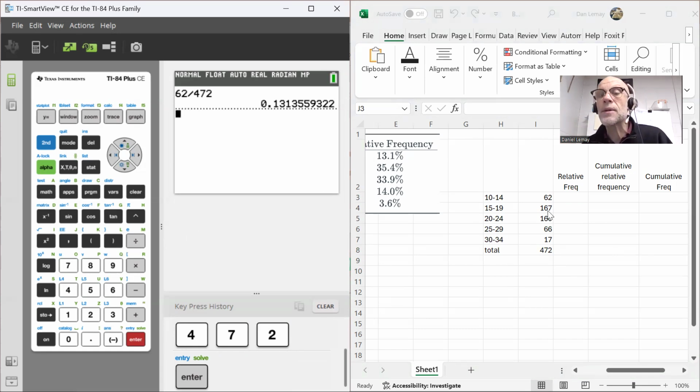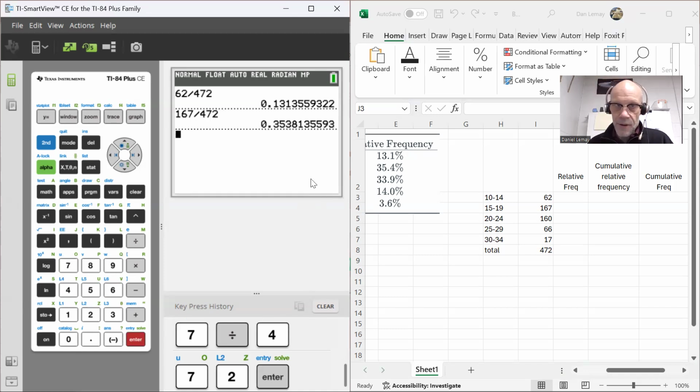So the next one, I would take 167 and divide it by 472 again, and then times it by 100 to make it a percent. So that'll be 35.4, because you look at the 3, right? The 8 is bigger than 3 and 5, so that becomes a 4. And then so on and so forth. So that's how you do the relative frequency.